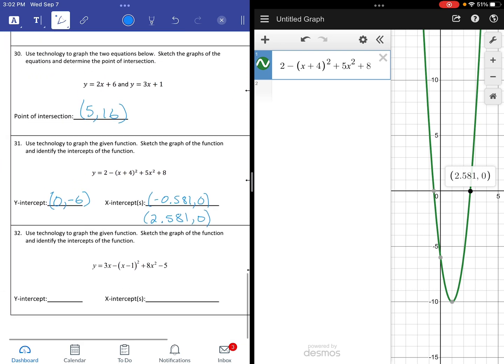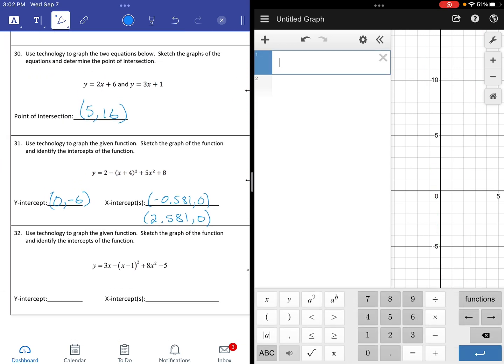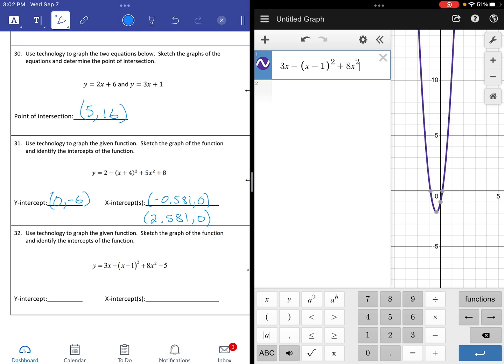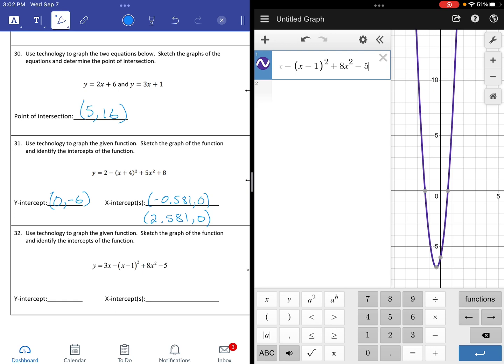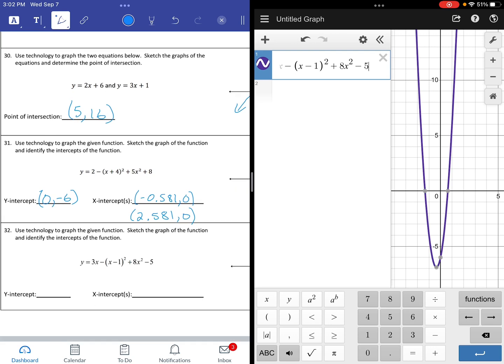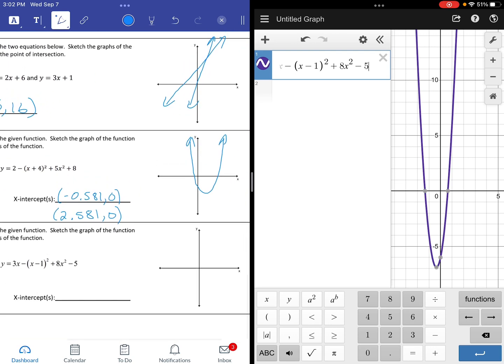And then lastly, we have our last equation. We have 3x minus x minus 1 in parentheses. We're going to square that, plus 8x squared minus 5. So our graph now looks like this. It's almost a mirror image of the other one.